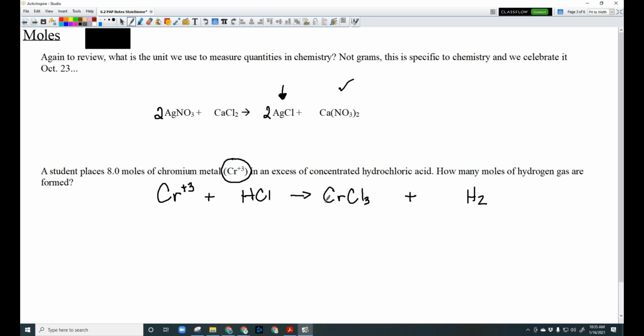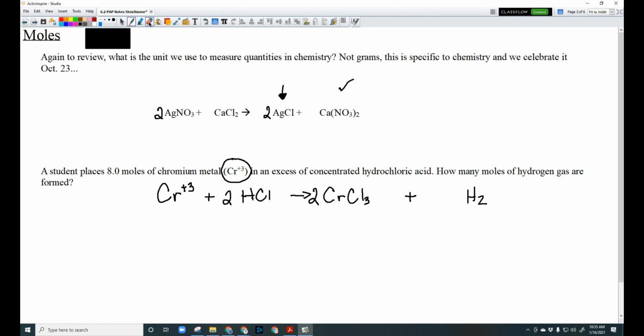1 chromium here, 1 chromium here, 1 hydrogen here, 2 hydrogens here. So I need to put a 2 here to make 2 hydrogens. 2 chlorines here, 3 chlorines here. All right, so we need to make the chlorines equal. In order to get them to equal, we have to find the least common multiple. Between 2 and 3, that's going to be 6. So how would I make 6 chlorines here? I would have to put a 2 there to make 6 chlorines.